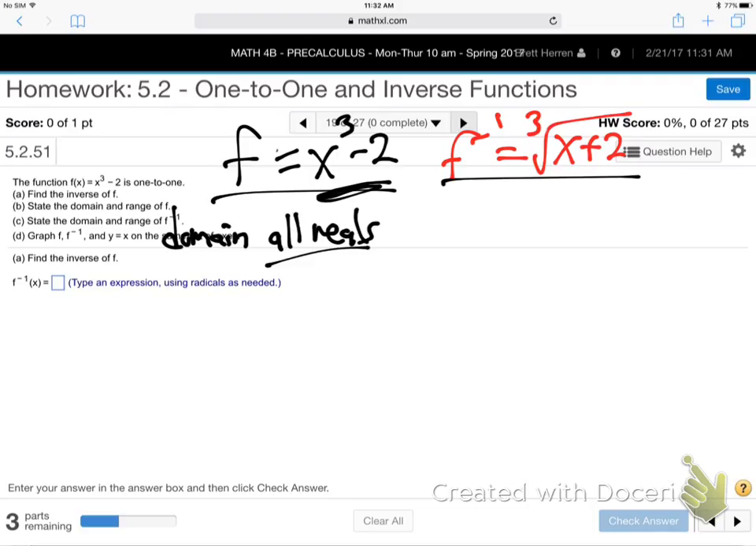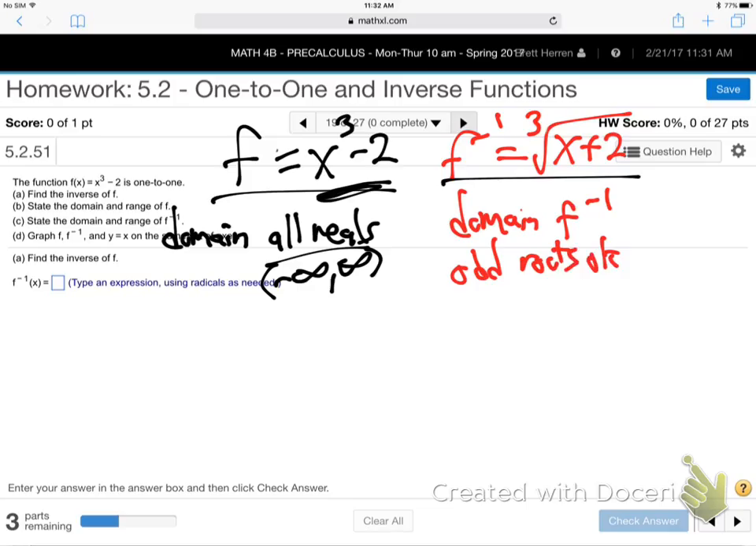All reals, right? Or you can go negative infinity to positive infinity. I don't care in a test. Either one's good. They both mean all numbers are okay. So that's the domain of the original function. What's the domain of the inverse function? Same test, meaning denominators can't be 0, but we don't have any denominators. And roots, but this is an odd root. Odd roots are okay. So it's all reals, isn't it? It's the same answer. It's all reals, negative infinity to positive infinity. Either one. Does that make sense?